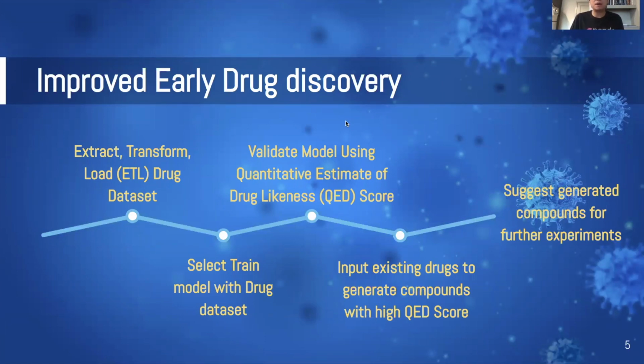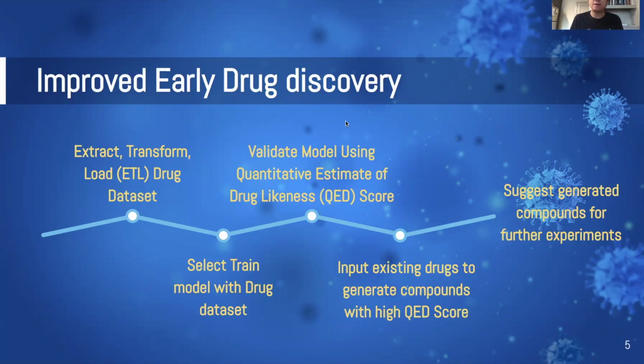First we grab a drug data set, and then we do extract, transform, load around it to generate new features. We use those features to train the model on the drug data set. Then we use validation, for example a QED score, to look at how likely something is to be a drug. We also validate the result by similarity, meaning how similar your generated drug and your original drug are. Then we input existing drugs, like the ones used to treat COVID-19, and generate compounds with a really high drug likelihood score.